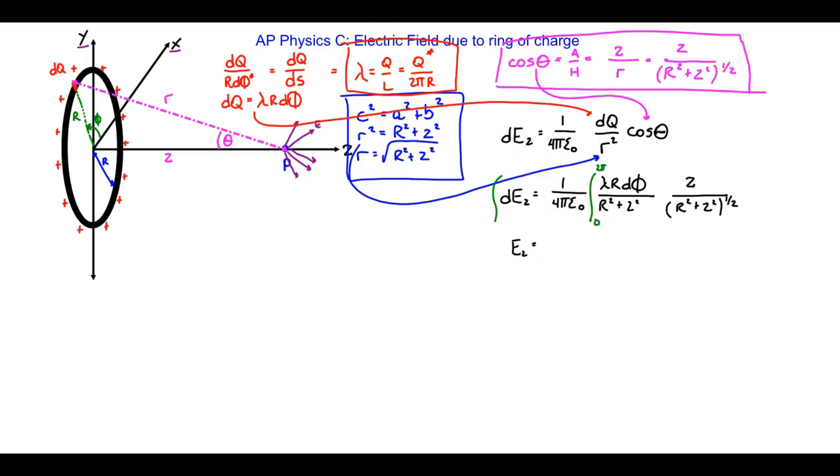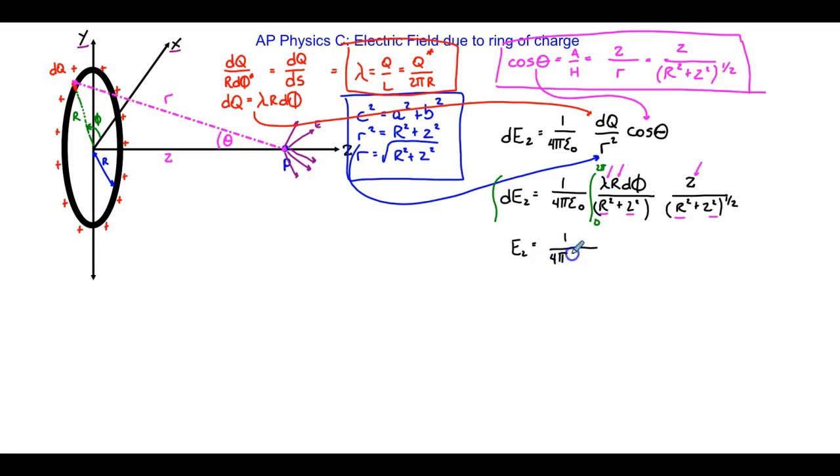I have some constants. Let's identify them. R is a constant. Z is a constant. Lambda is a constant. The only thing that's not a constant is dq. Everything else is a constant. So let's combine those pieces. By the way, R squared plus z squared times R squared plus z squared to the 1/2 is just R squared plus z squared to the 3/2.